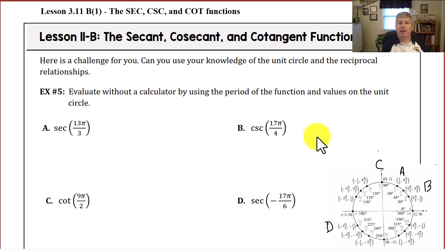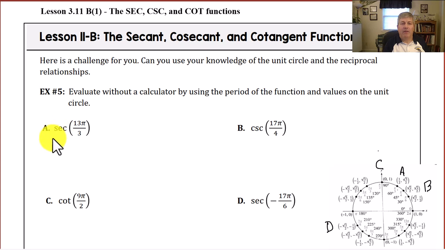Welcome back. The objective of this video is to spend some time with the secant, cosecant, and cotangent functions and how they relate to the unit circle. We'll also spend a little bit of time doing some graphing or finding these functions from a graph. So the challenge here is to use the unit circle to find the values of these reciprocal relationships.